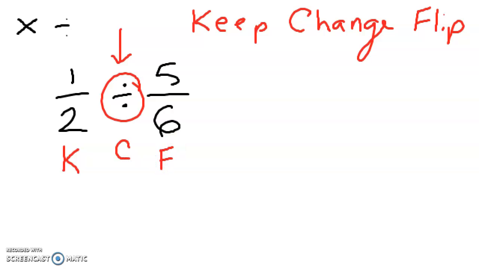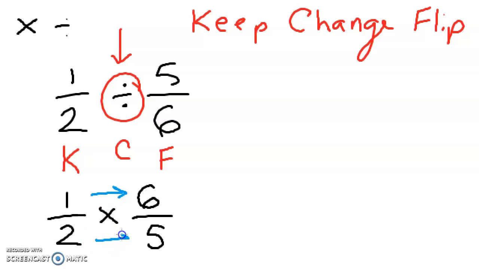So let's see what that looks like. If I'm keeping the first fraction, I am keeping it exactly the same. If I'm changing the sign, I change it into a multiplication sign instead of that division sign. And then I flip the second fraction. So that means I write the reciprocal. Basically, you put the denominator on top and the numerator on the bottom. So they switch places. And now, fancy this, we now have our multiplying fractions again.